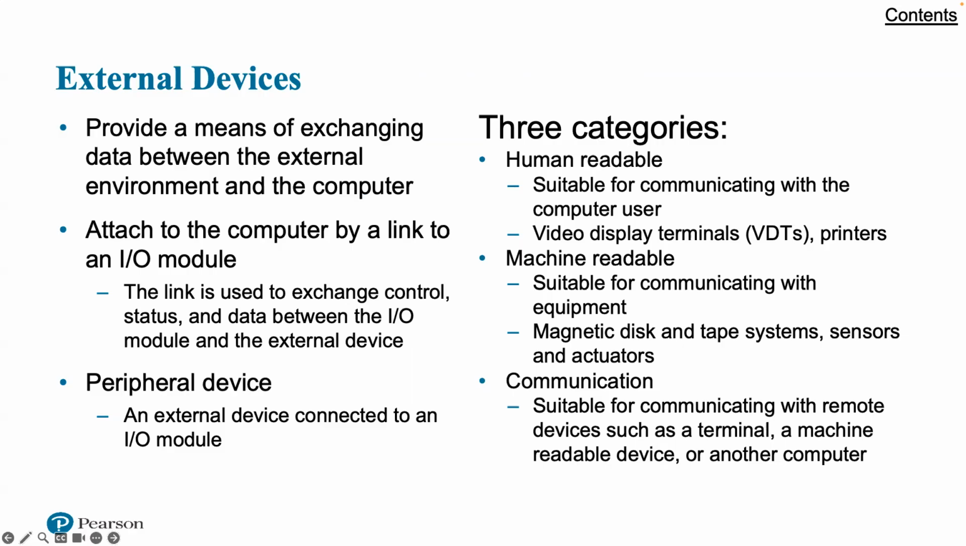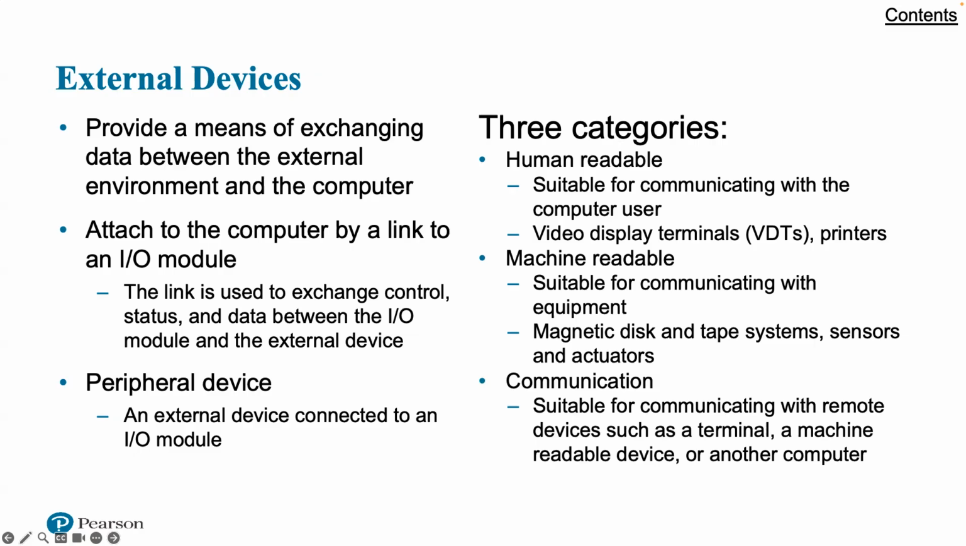We can broadly classify external devices into three categories: human readable, which is suitable for communicating with the computer user; machine readable, which is suitable for communicating with equipment; and communication, which is suitable for communicating with remote devices. Examples of human readable devices are video display terminals, VDTs, and printers. Examples of machine readable devices are magnetic disk and tape systems, and sensors and actuators such as are used in a robotics application.